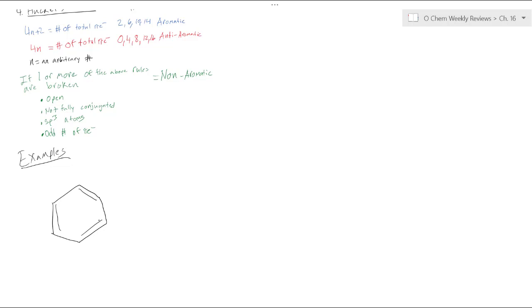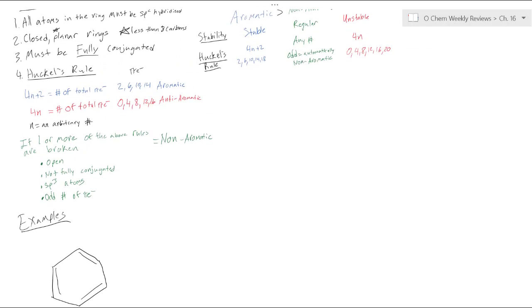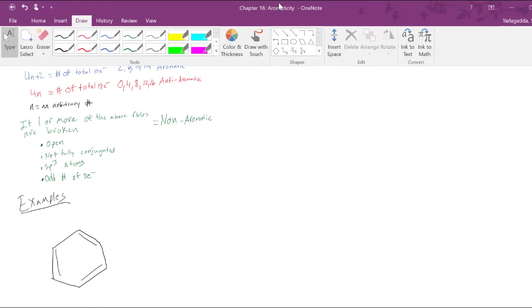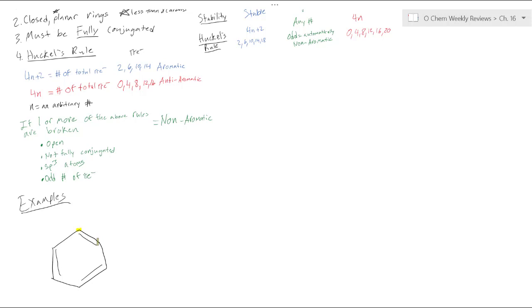Now, let's go through the 4 rules. So all atoms in the ring must be sp2 hybridized. Now, all atoms means we are looking at this carbon, that carbon, that carbon, this, and that. So if you notice, all of those are sp2 because a carbon with a double bond is most likely, 90% of the time, going to be sp2. Now, obviously, you can quickly check your hybridization just to double check if it's sp2, sp, or sp3. So we got that rule checked off.